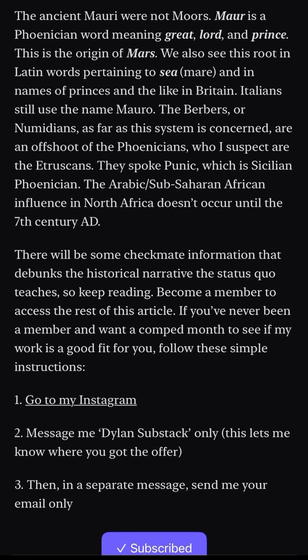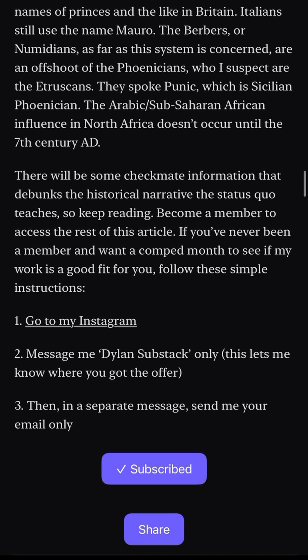Moor is a Phoenician word meaning great, lord, and prince. This is the origin of Mars. We also see this root in Latin words pertaining to sea, mare, and in names of princes and the like in Britain. Italians still use the name Maro. The Berbers, or Numidians, as far as this system is concerned, are an offshoot of the Phoenicians, who I suspect are the Etruscans. They spoke Punic, which is Sicilian Phoenician. The Arabic/Sub-Saharan African influence in North Africa doesn't occur until the 7th century AD.